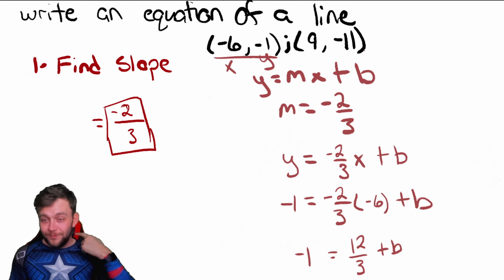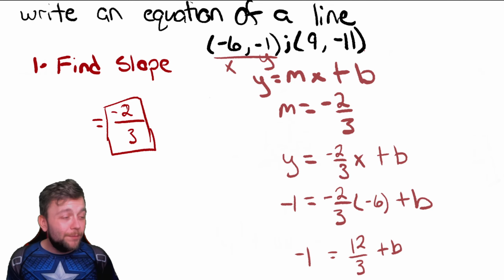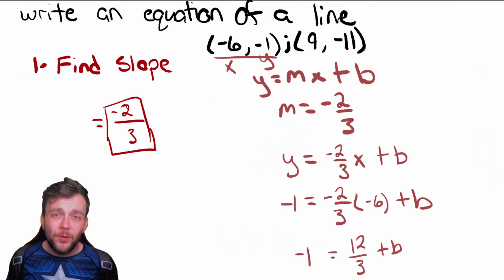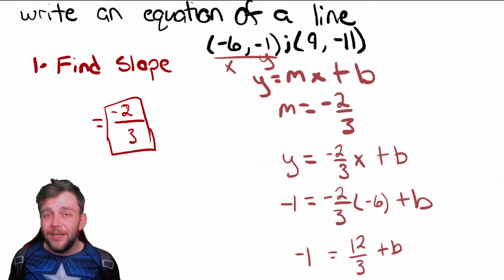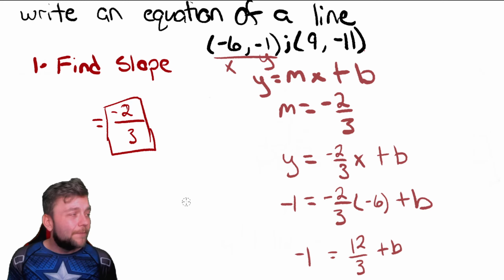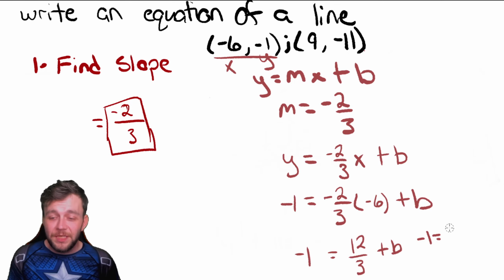Crazy math, I know. Okay. So we have our negative 1 equals 12/3 plus b. What is 12/3? What is another way of thinking of 12/3? How many times does 3 go into 12? It is 4 times. Okay. For the sake of keeping things neat, we will go right here. So negative 1 equals, way down, bottom right side, 4 plus b.